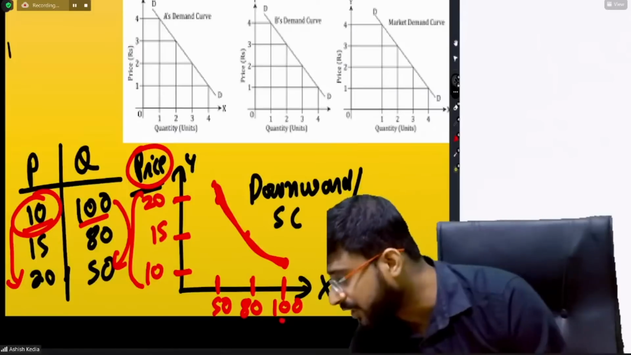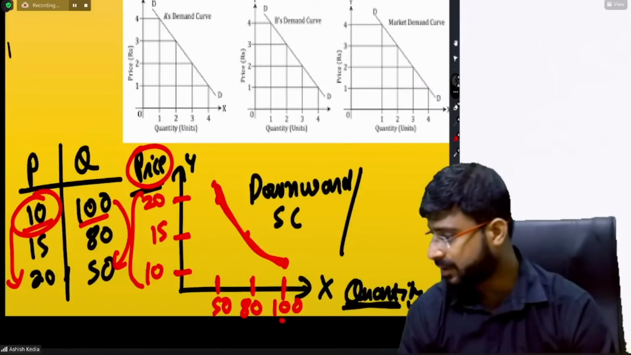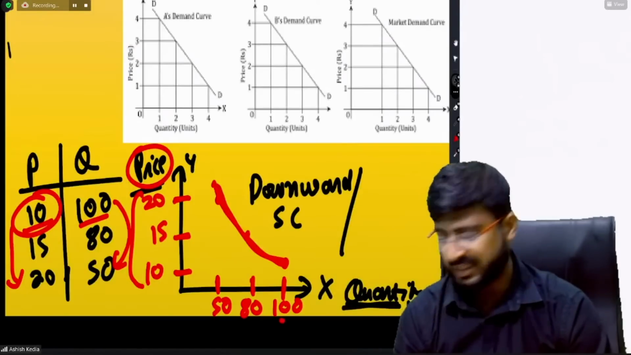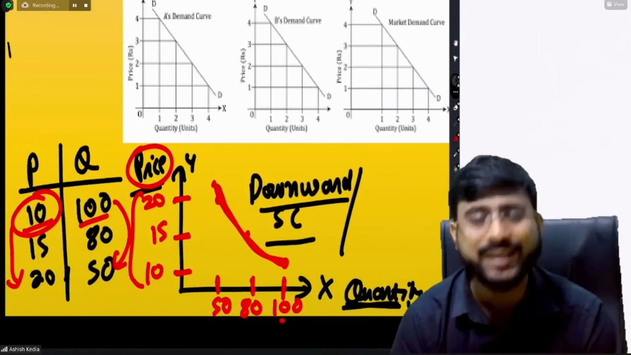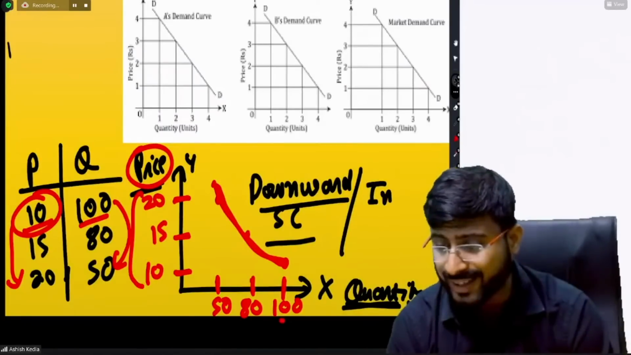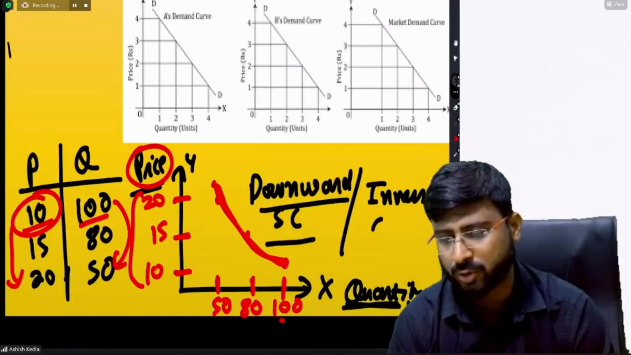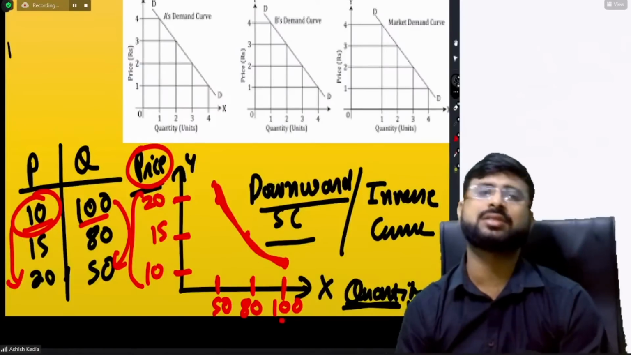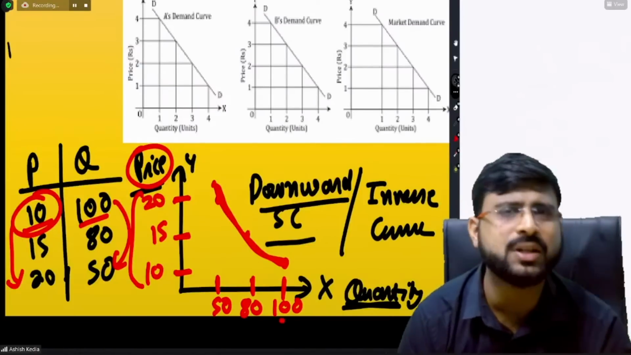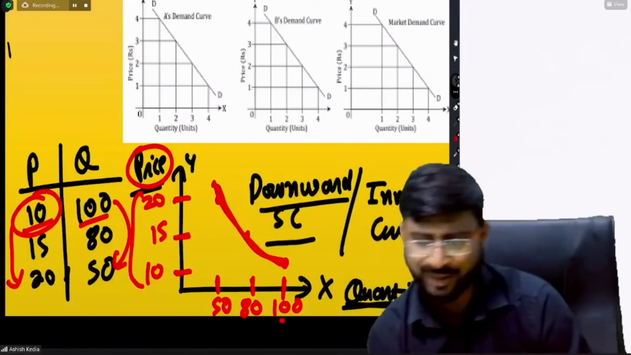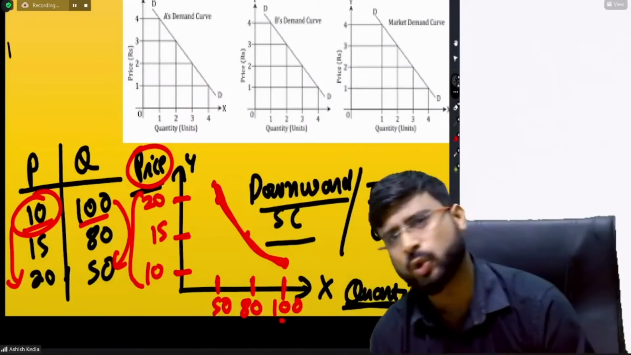Very important. Graph in economics is very, very important. Yes, sir. It is a downward sloping curve, or it is also called the inverse curve. Inversely shaped curve, downward sloping curve, whatever name you want to give it.